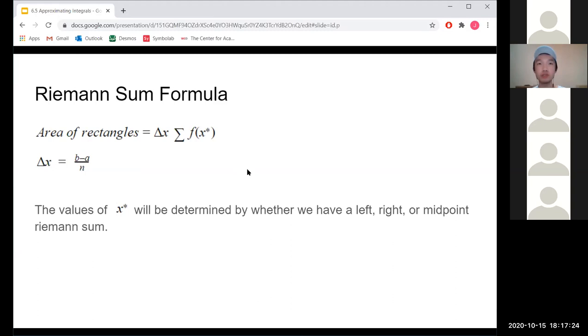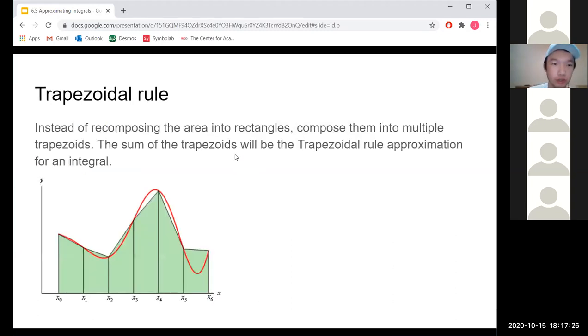All right, moving on to new stuff. So here is the trapezoidal rule. For Riemann sum, we split the area into many rectangles, but there's actually a better way to do the approximation. I'll give you a more accurate approximation, and that is to split the area into many trapezoids instead. So that's what the trapezoidal rule is all about.